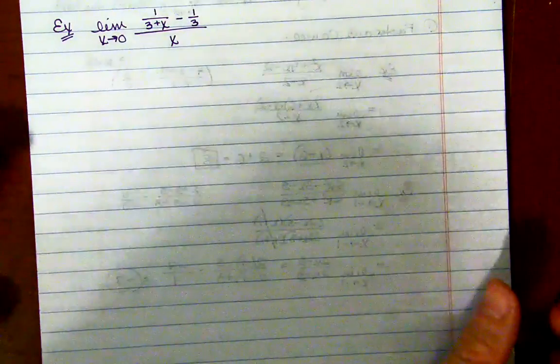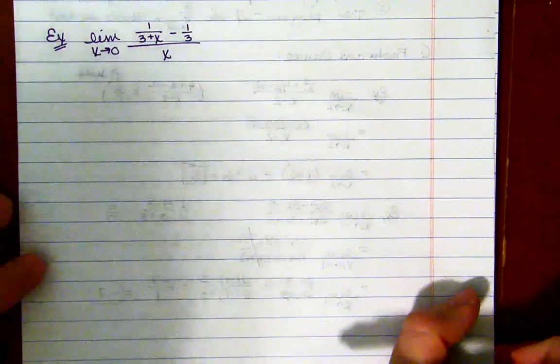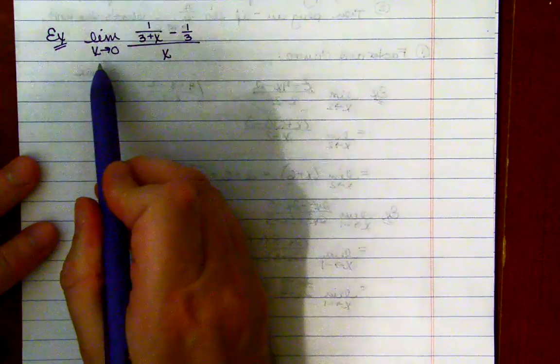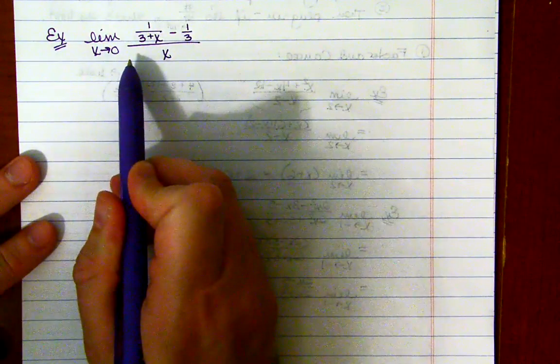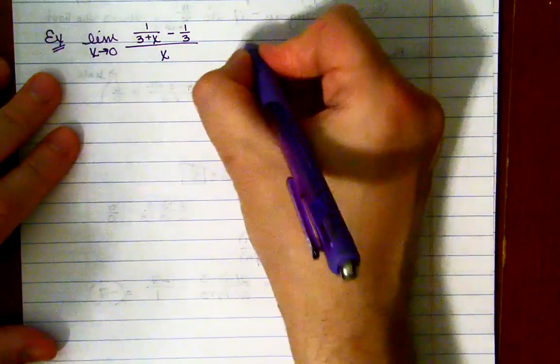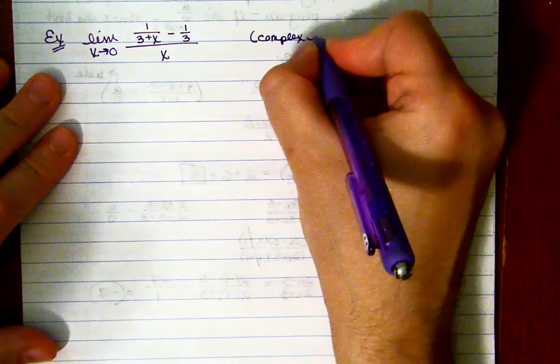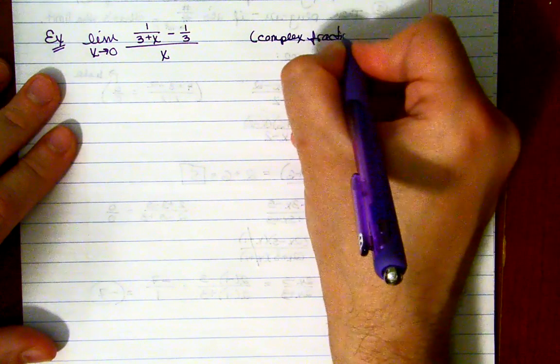So I have two more examples that I want to show you related to factor and cancel. This next one looks a little strange. Limit as x approaches 0 of 1 over 3 plus x minus 1 over 3, all over x. And I call this a complex fraction when I have a fraction with fractions in the numerator and denominator.